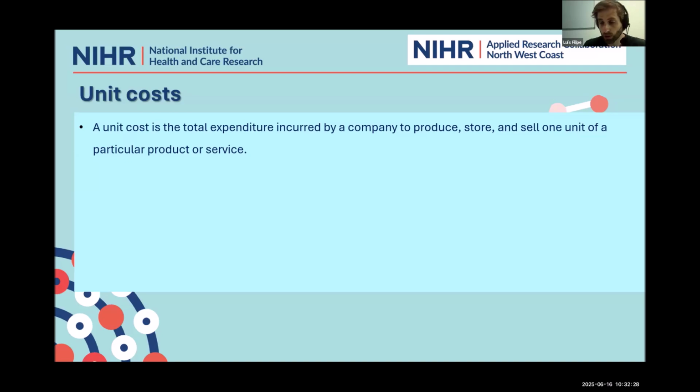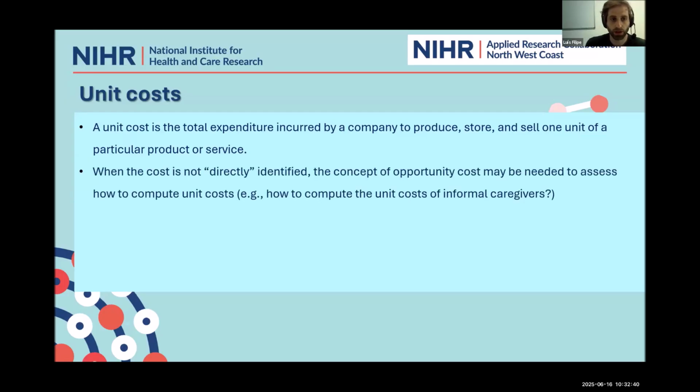So 1 unit of a particular good or service, let's say in the healthcare scenario, if we are talking about, for instance, an admission to the hospital, it would be that admission. A GP consultation, it would be that GP consultation. And sometimes you will see that the cost can be very directly inferred. Sometimes it will not. So let's go back to the example of the knee surgery.